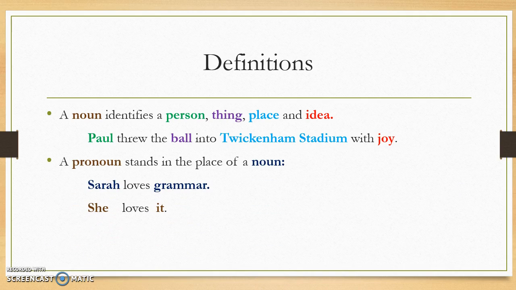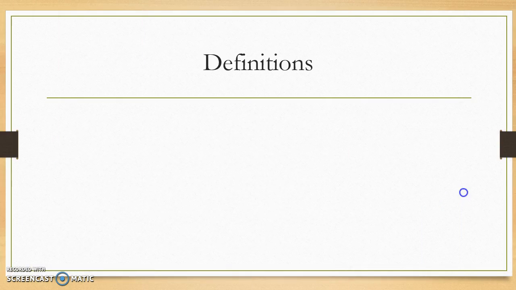A pronoun stands in the place of a noun, so Sarah loves grammar. Well, obviously, who wouldn't? Sarah and grammar can be replaced by she and it, so she loves it. And an adjective describes a noun, for example, an old man.